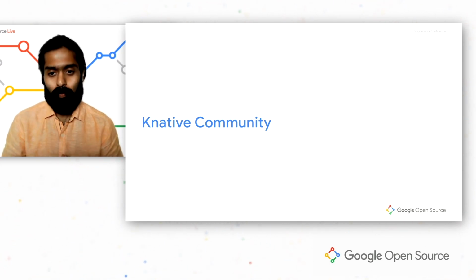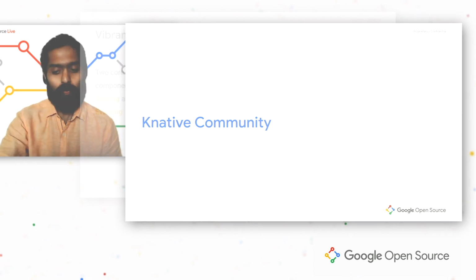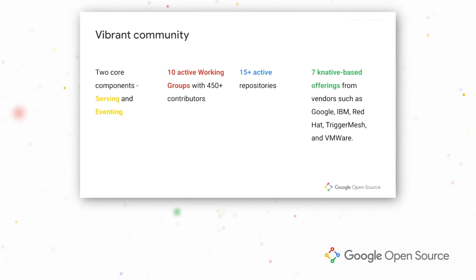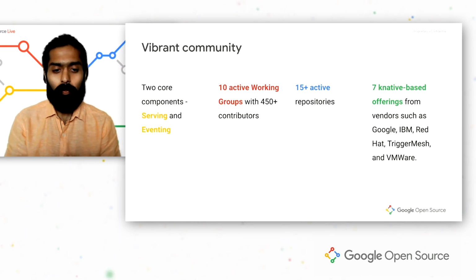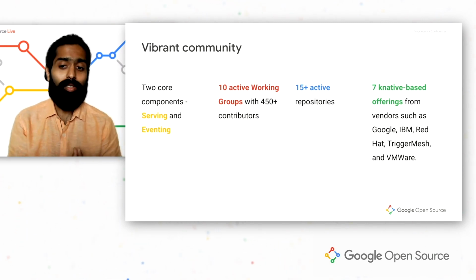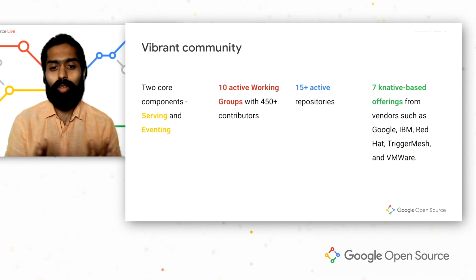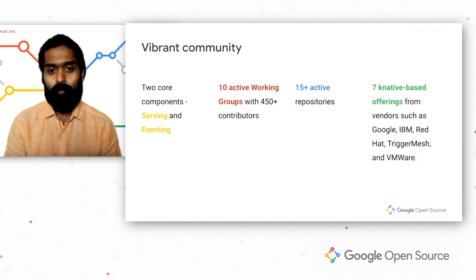As I promised in the beginning of this presentation, I'll introduce you to our vibrant community of developers. Knative is an open source project under Apache license and has a vibrant community of developers around the globe. Here are a few highlights about our community. We have two core components, serving and eventing. Today, what we introduced you to was eventing. Serving is another core piece that lets you build a microservice in the most simplistic manner and host it in any Kubernetes-based environment. We have 10 active working groups with around 450 contributors.